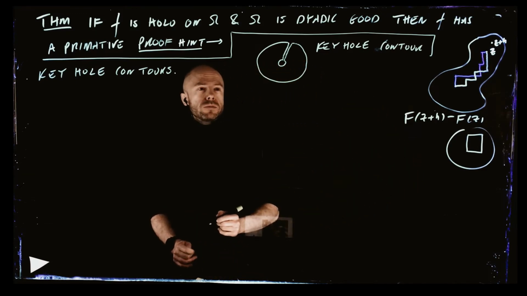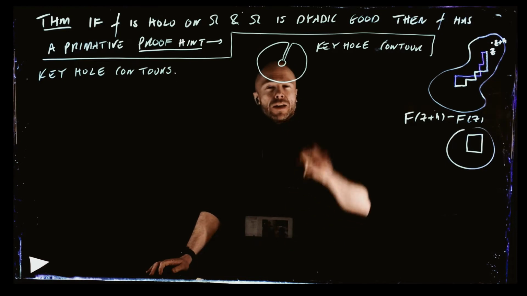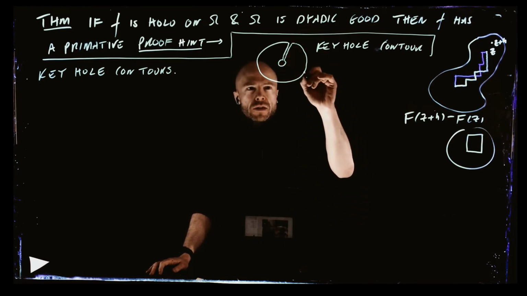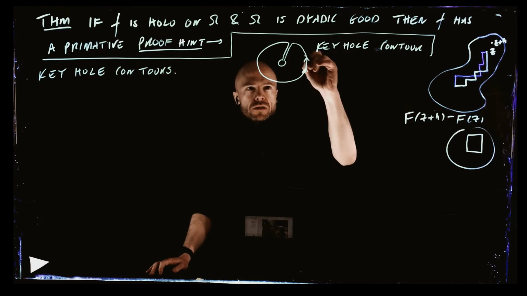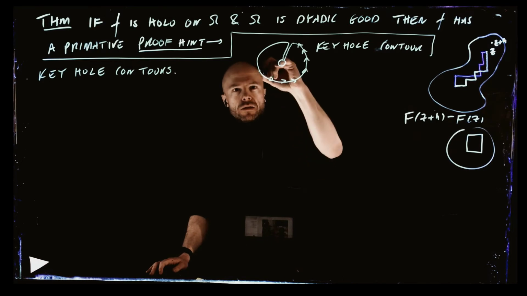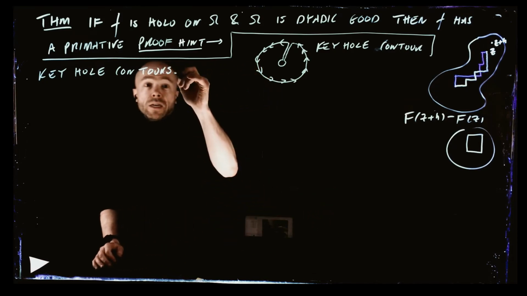I'm not sure why it's called a keyhole contour. I guess this looks a bit like a keyhole, right? Apart from these lines going in and out like this. And the point of this thing is that it's a nice closed curve.